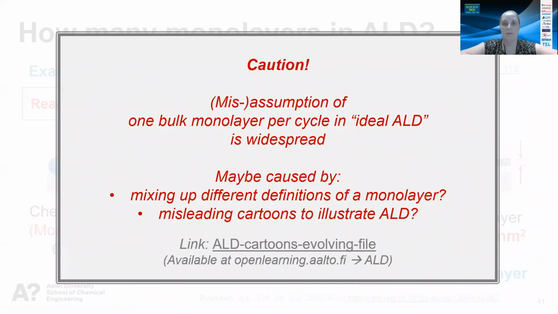Caution. There is a widespread misassumption that ideal ALD should result in one bulk monolayer per cycle. I think that this is not so at all. If you start going into details, it is very unlikely that you would ever grow one bulk monolayer per cycle. Where does this misassumption come from?